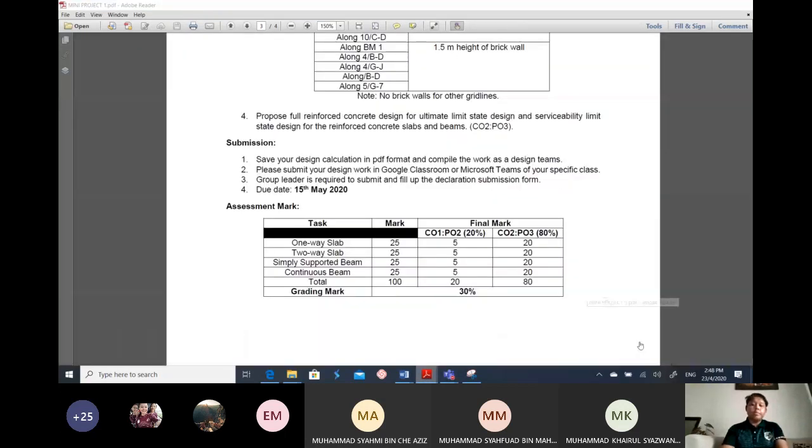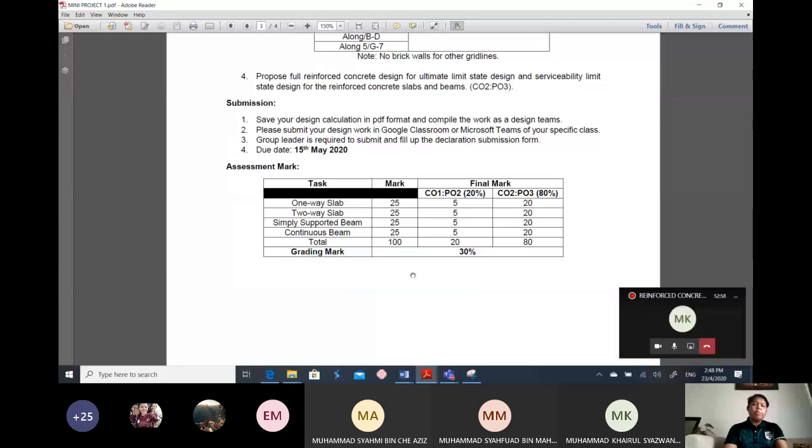Okay, so on the assessment here, this assignment will contribute 30%. You will have 4 elements that you have to design, and each will contribute 25 marks. The total is 100 marks, and then the weightage is 30% here. So try to get as much as you can.